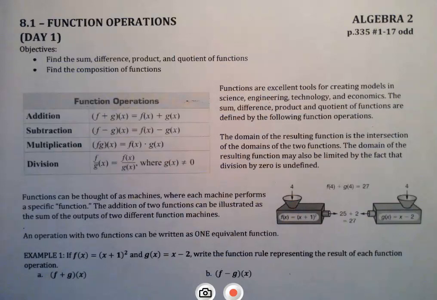All right, so for 8.1, function operations, we're going to find the sum, the difference, the product, and the quotient of functions over the next couple days, and find the composition of functions.